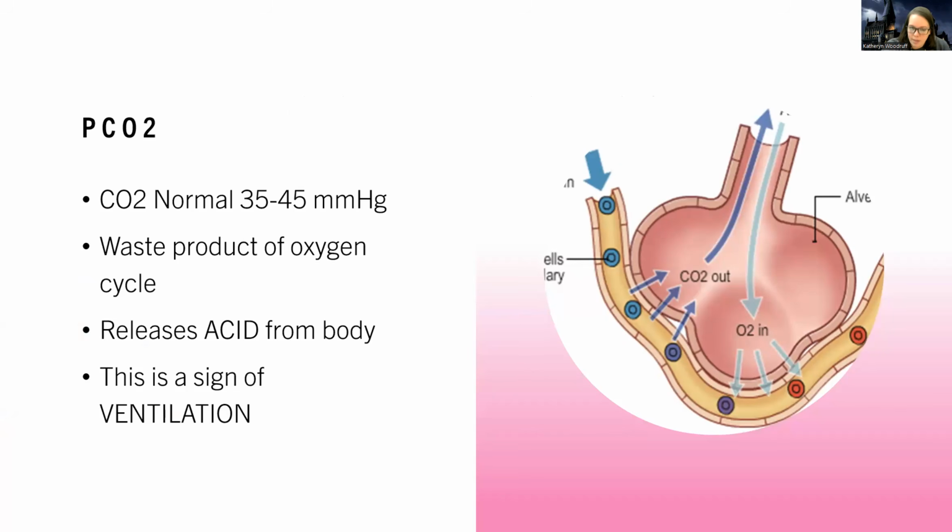PCO2, so this is your carbon dioxide, and here's the normals and everything here. This is the waste product that, in our alveoli, oxygen goes in, CO2 goes out. This is how I release acid from my body. I know it's a waste product I need to get rid of, but it also can be used with acid-base balance to get rid of more acid if I'm overwhelmed with acid. And also tells me a lot about how a patient is ventilating.